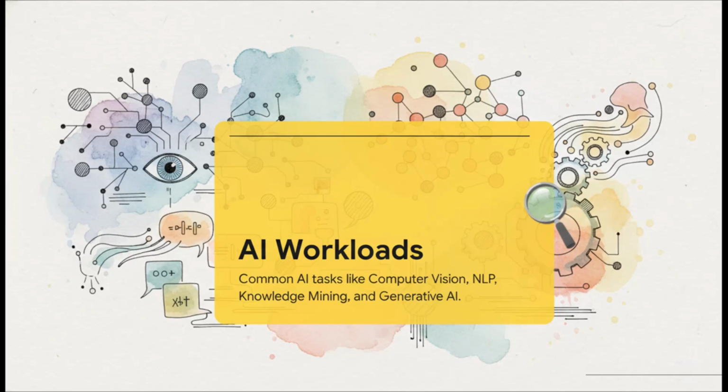Okay, so what you really need to get for the exam is how to categorize these AI tasks. Just think of them as different toolkits for different jobs. You've got computer vision, which helps AI see and understand images, natural language processing, or NLP, which helps it read and listen, knowledge mining to help it find information in massive piles of data, and of course, generative AI to help it create new things.